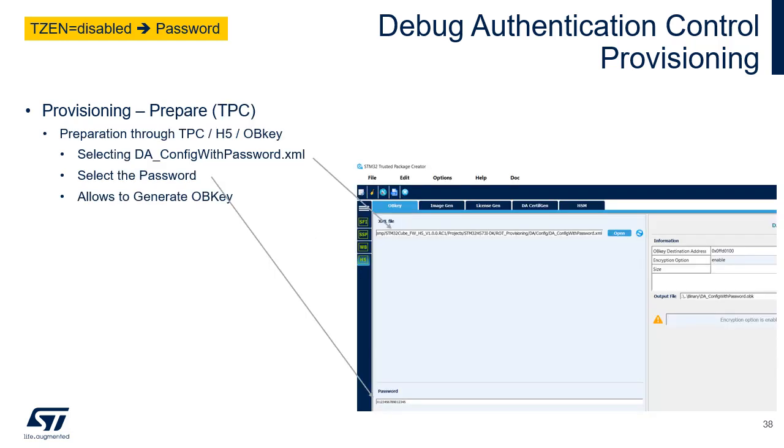This slide and the following one contain screenshots of the STM32Cube programmer tool in order to highlight the features related to debug authentication when Trust Zone is disabled. The first step is preparing provisioning.